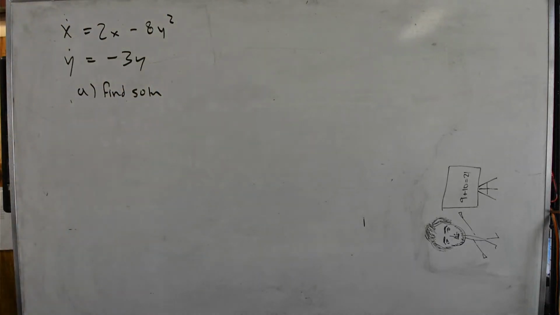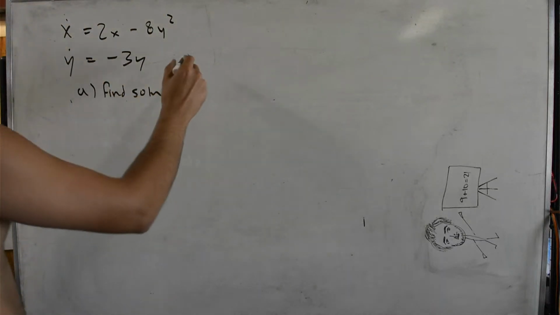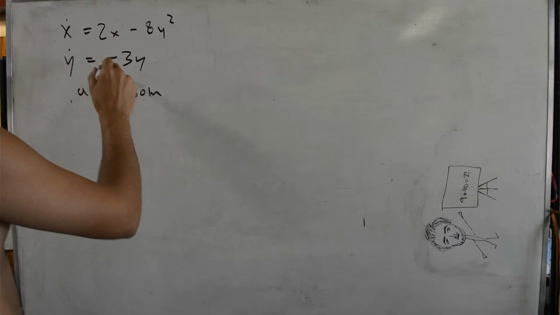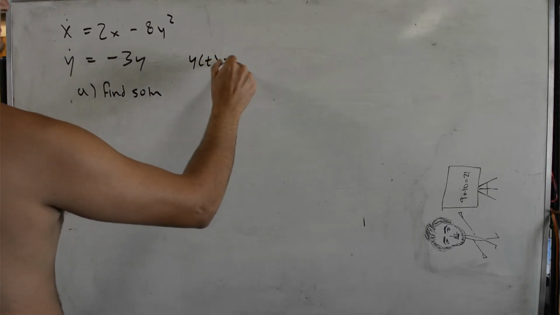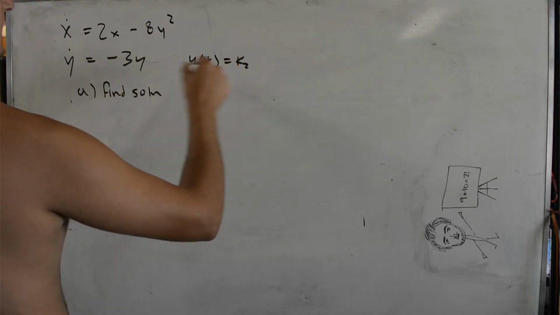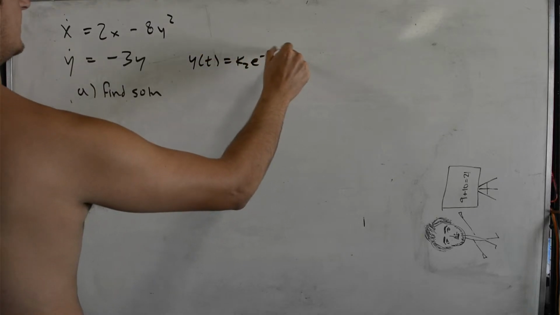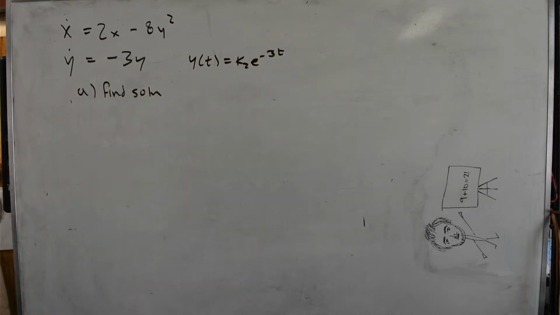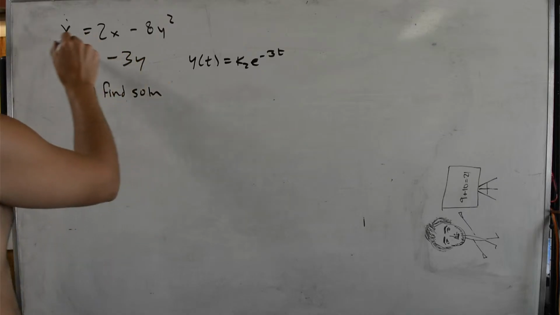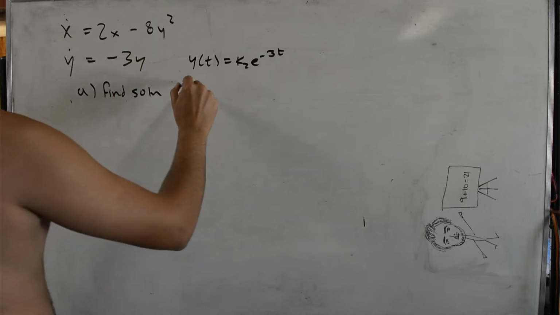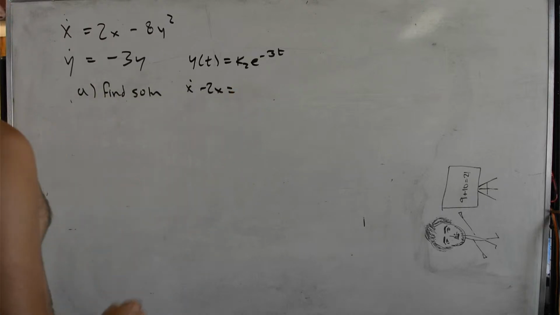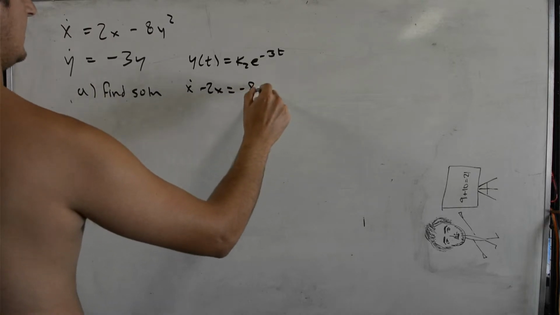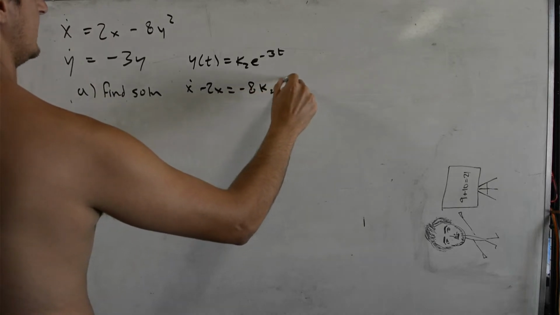No, I don't know what I'm doing. All right, so here we're going to get y of t is equal to k2 times e to the minus 3t. Then we can plug that in for x of t, and we're going to get x dot minus 2x is equal to minus 8 times k2 e to the minus 3t.